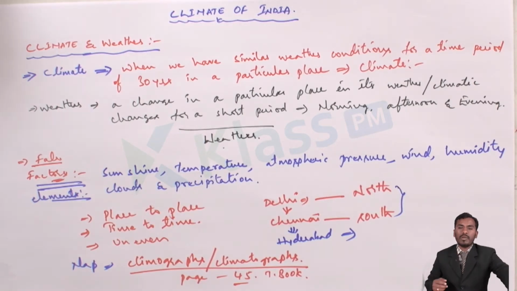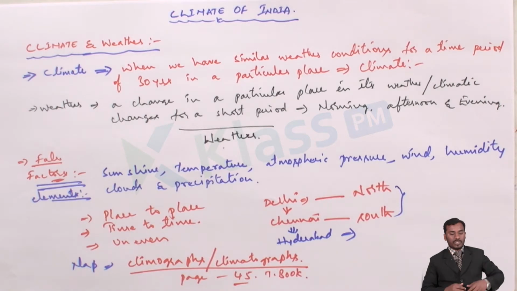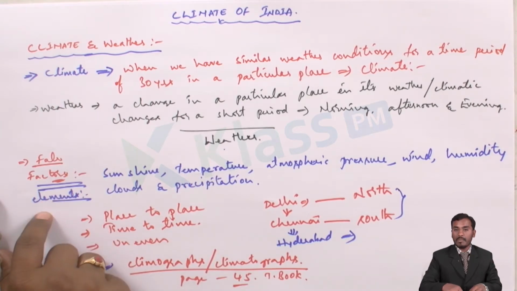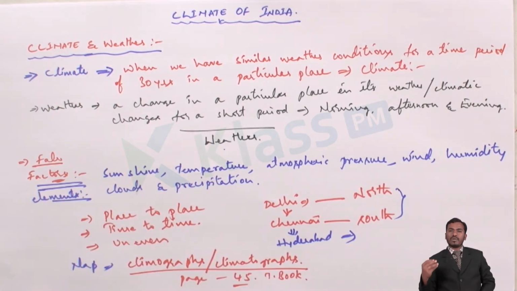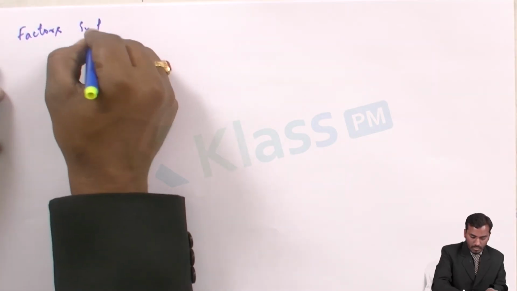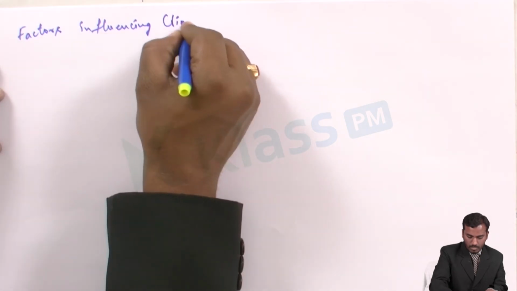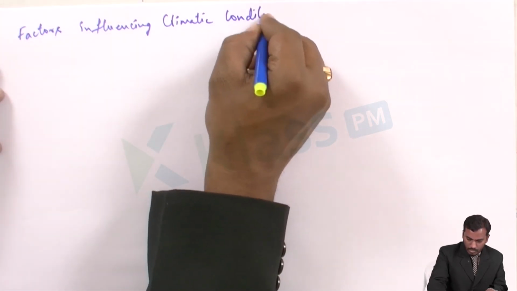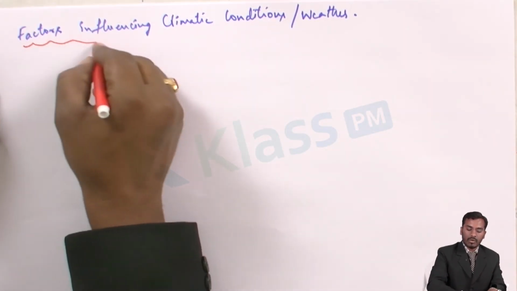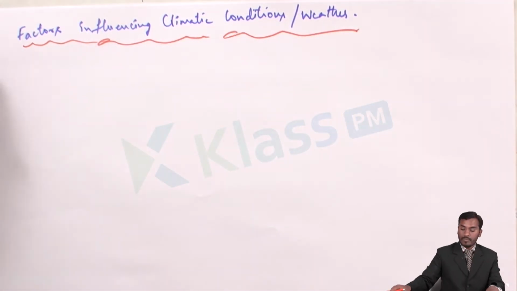Next we'll be learning about the factors which influence the climatic conditions. We have seen the elements: sunshine, clouds, precipitation, atmospheric pressure, as well as humidity. Now we have some factors which influence the climatic conditions of a country. So, factors influencing climatic conditions or weather. What are the factors?